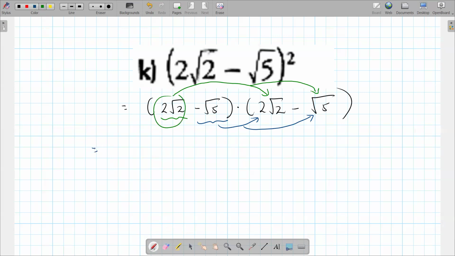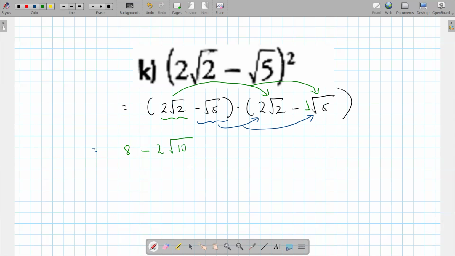What is 2 root 2 times 2 root 2? Does it just become 4 root 4? Yeah, it becomes 8 minus 2 root 2 times root 5. There's an invisible 1 here. So you multiply the number outside the radical with the number, and then you multiply the radical with the radical. So here it would be 2 times 1 is a 2, and then 2 root 10.